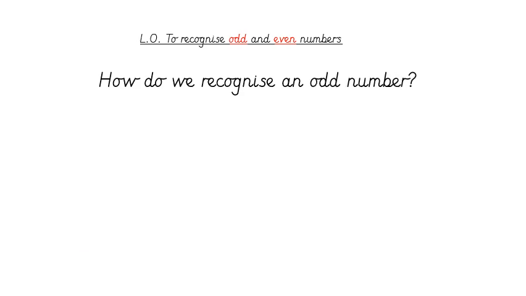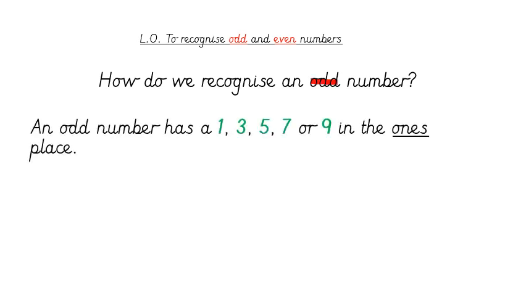How do we recognise an odd number? Odd numbers have a 1, 3, 5, 7 or 9, and again, the most important thing, it's in the ones. So 83, so 8 tens and 3 ones. 3 is an odd number. 39, 3 tens and how many ones? 9 ones, and 9 is an odd number.